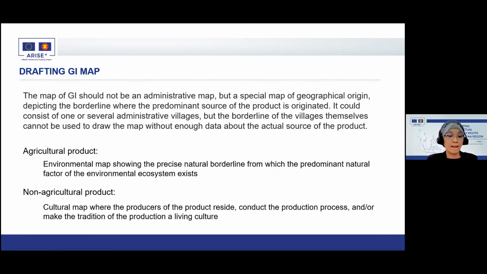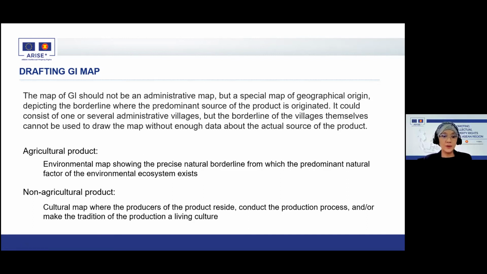Okay. Now, agriculture product. For agriculture product, environmental maps must show the precise natural borderline from which the predominant natural factor or the environmental ecosystem exists. For non-agricultural products, cultural map, it should consist of where the producers of the product reside, conduct the production process, and or make the tradition of the production a living culture. Okay, so that's the difference.